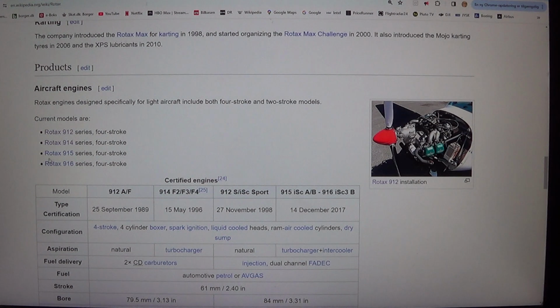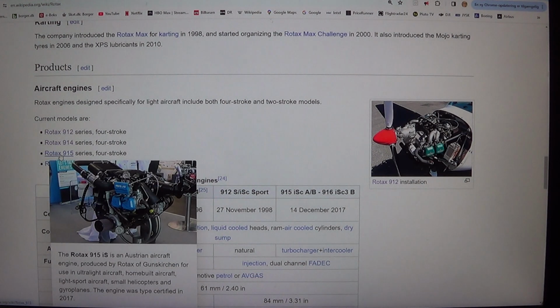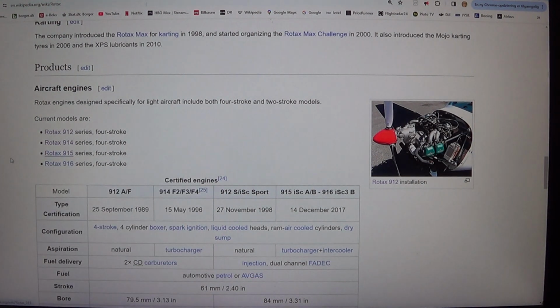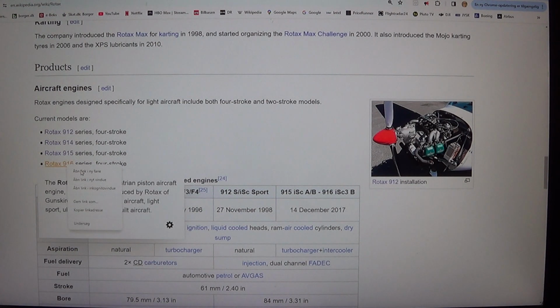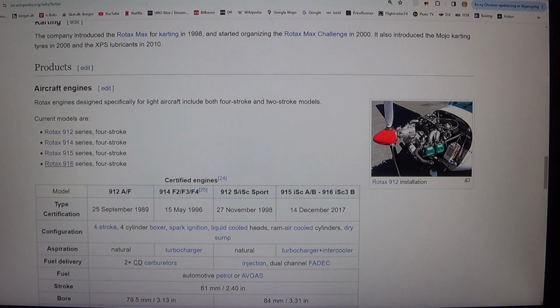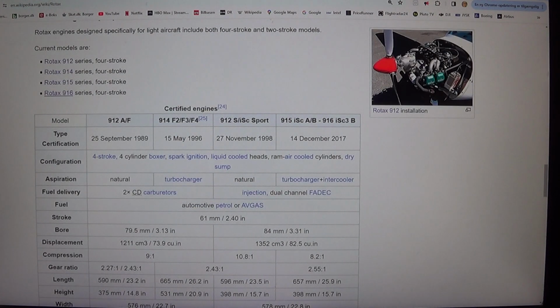Products. Aircraft engines. Rotax engines designed specifically for light aircraft include both 4-stroke and 2-stroke models. Current models are: 1. Rotax 912 series, 4-stroke. 2. Rotax 914 series, 4-stroke. 3. Rotax 915 series, 4-stroke. 4. Rotax 916 series, 4-stroke.